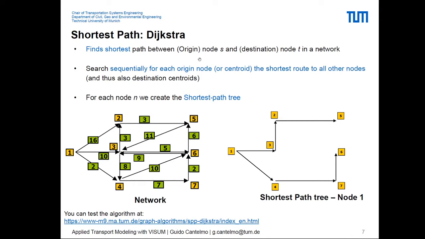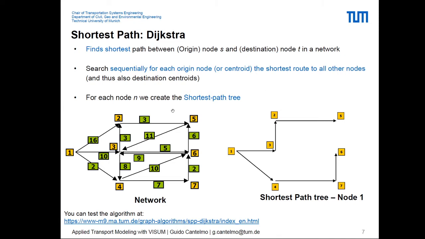So the algorithm searches sequentially for each origin node or centroid the shortest route to all other nodes in the network. Here we can see an example. If we want, for instance, to know the shortest path from node 1 to all the other nodes in the network, actually to all the other nodes in the network that are represented in yellow, then this is the shortest path tree of node 1. So talking a little bit more, being a little bit more specific, what is the difference between a network that is a tree and a general network?